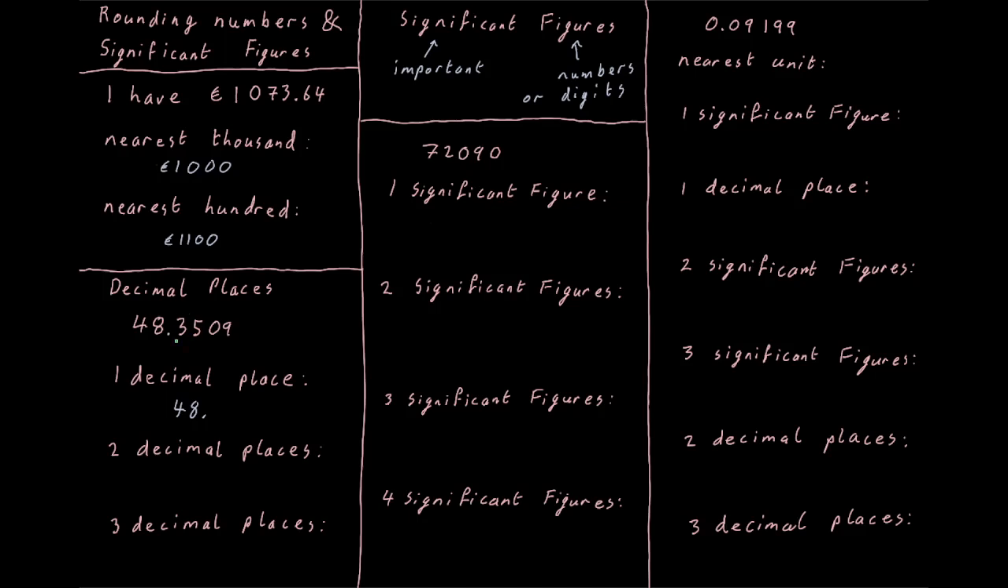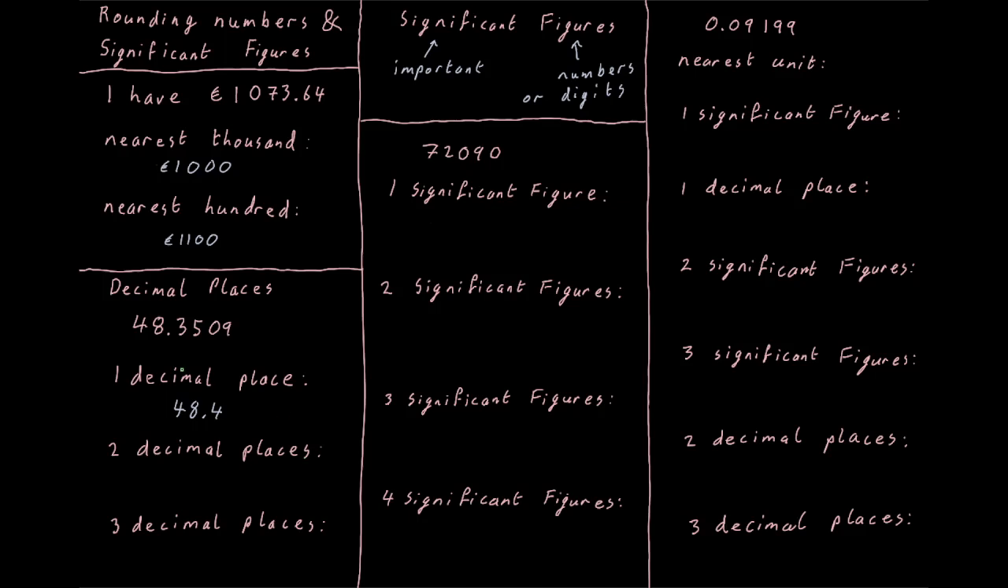So there's a 3 there at the moment, but I shouldn't write down a 3 because the next digit is 5 or greater. So I'm going to round this number up to 4 because that's more accurate than saying I have 48.3. Because the next digit here is 5 or greater, I would round this up to 4. And that gives me a more accurate picture of my actual number than if I said 48.3.